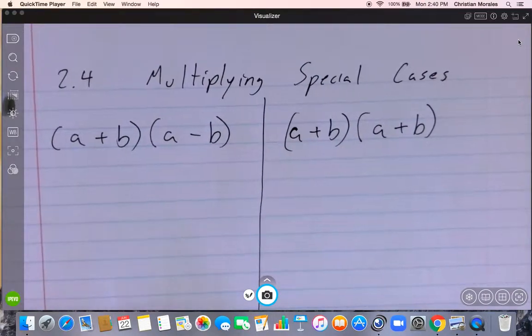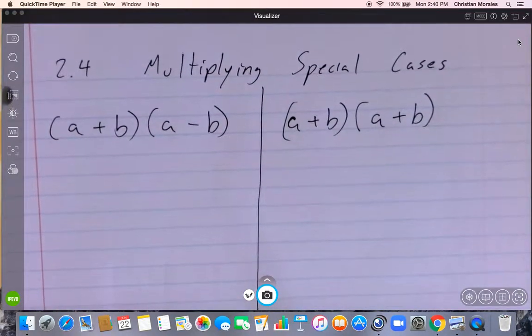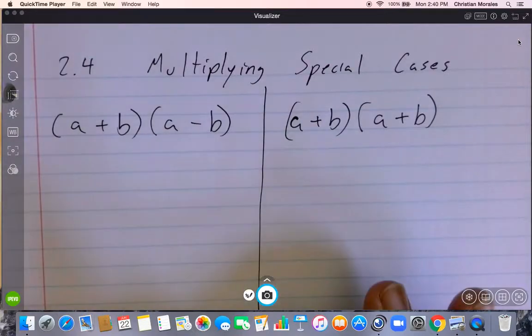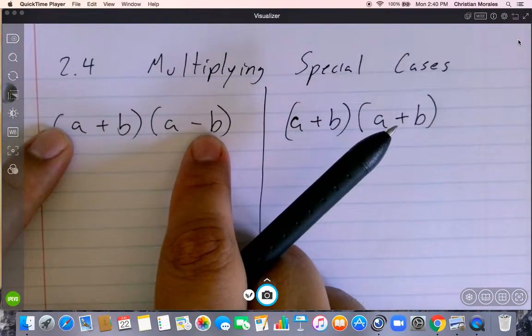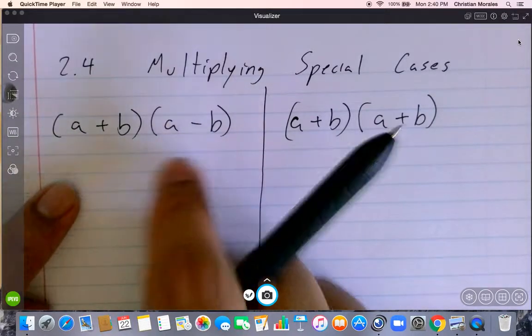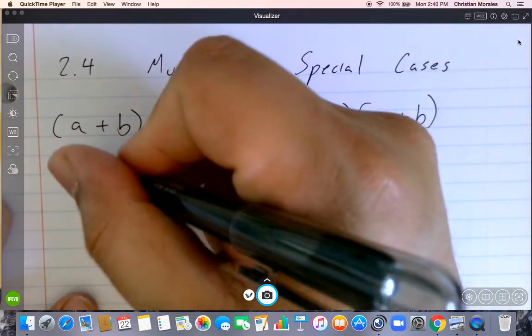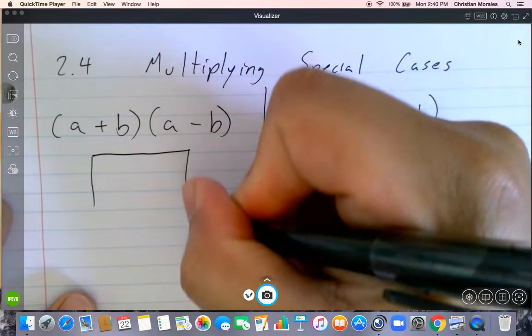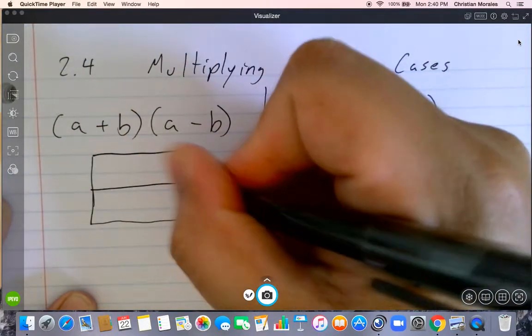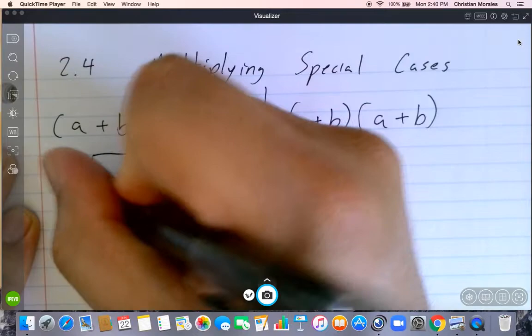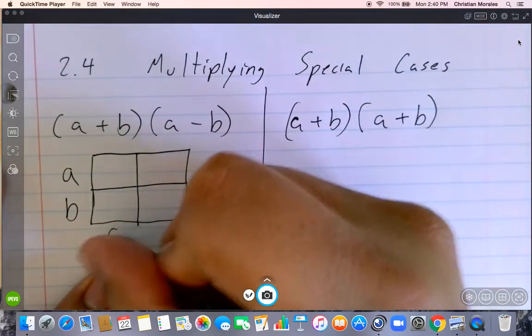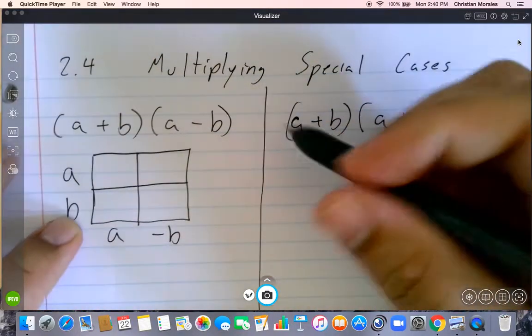Part 4, last lesson for today, multiplying special cases. Now, I want to start with the layout. The reason these are called special cases is what if you have the same terms but different signs? If I do the area model, you have A plus B and you have A minus B.